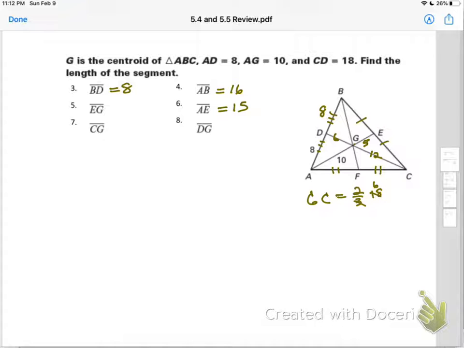CG is going to be 12. And DG is going to be 6. And I'm sorry, EG is just this little piece here, so EG is 5. So that answers that question. These are really important questions, so make sure you understand how I got my answers, and if not, go back to your notes and go back to the homework for this section because we covered both these problems in both locations.